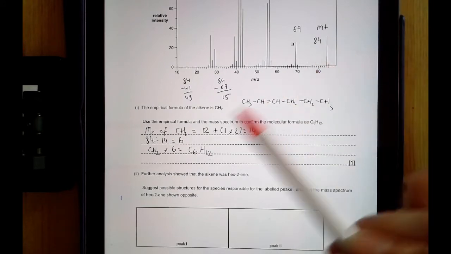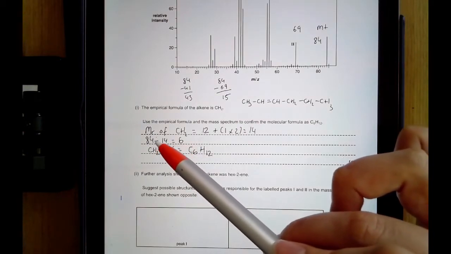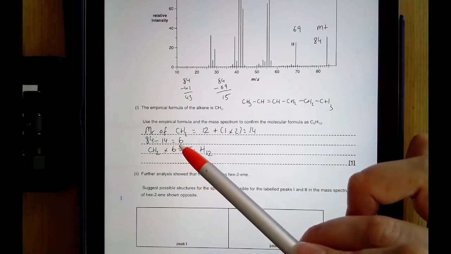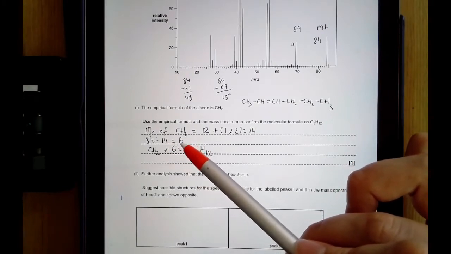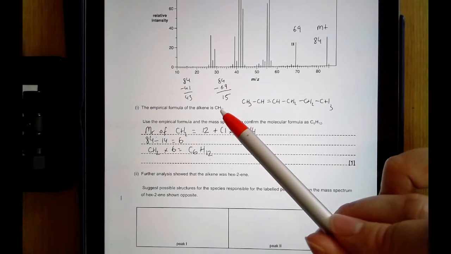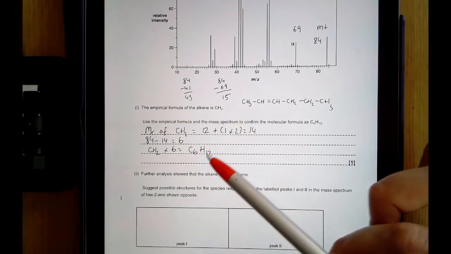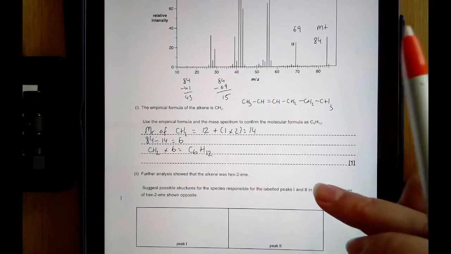So I take the mass of the whole molecule, 84, I divide by the relative formula mass of the empirical formula, 14, and I end up with the answer of 6. I then take my empirical formula, CH2, multiply by 6, and I confirm that the molecular formula is indeed C6H12.